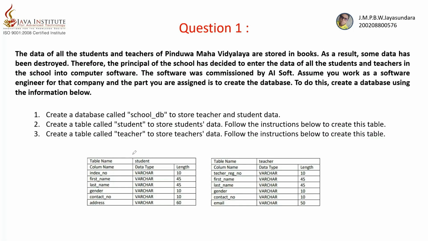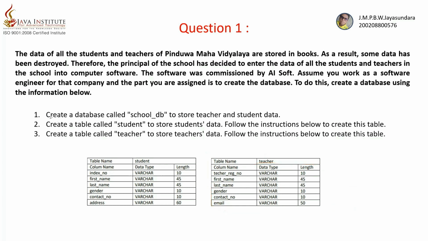Here we have been given the structure of our two tables. The table names are student and teachers. In the student table, we have our column names as index number, first name, last name, gender, contact number and address. And here we have the data types for the relevant column names and the length of that data type. After that, here we have our teacher table description.